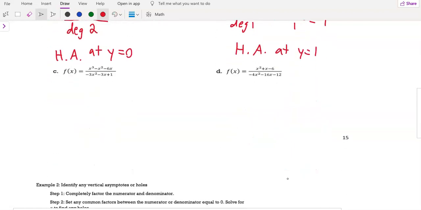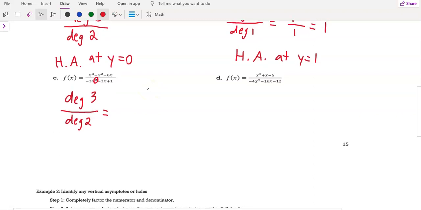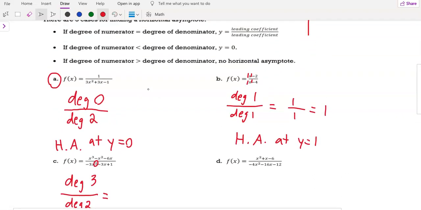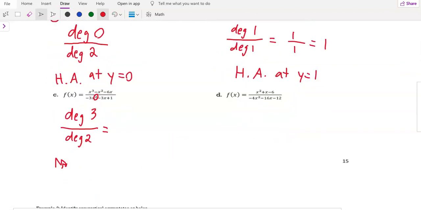On to letter C. We have my numerator x to the third power, so I'm going to say degree 3, over my denominator, which is x to the second power. So now we have where our numerator is greater than our denominator, which is this third case here, which means we have no horizontal asymptote. So for this one, I'm just going to say no horizontal asymptote.